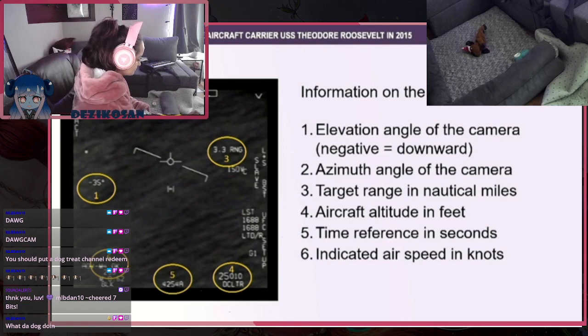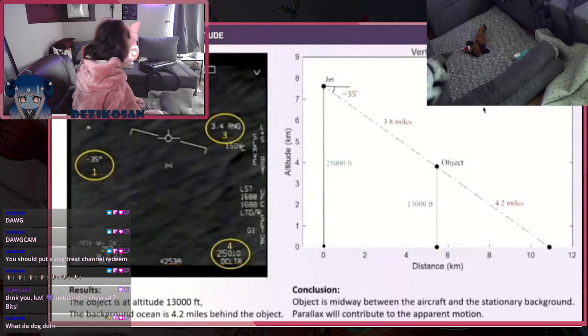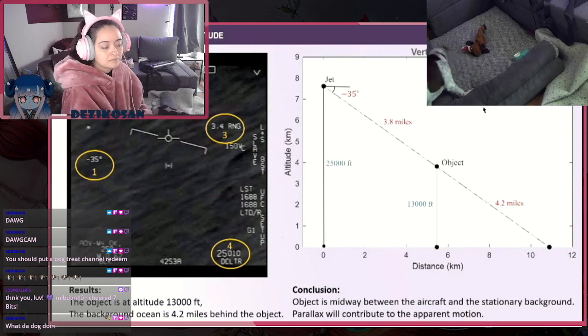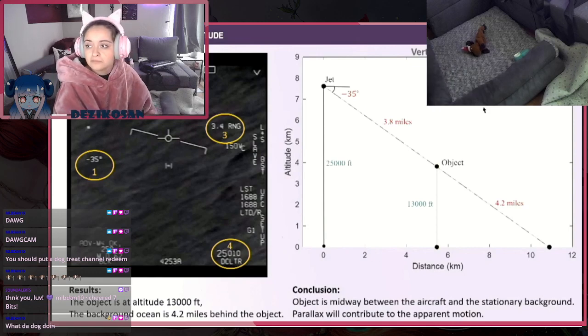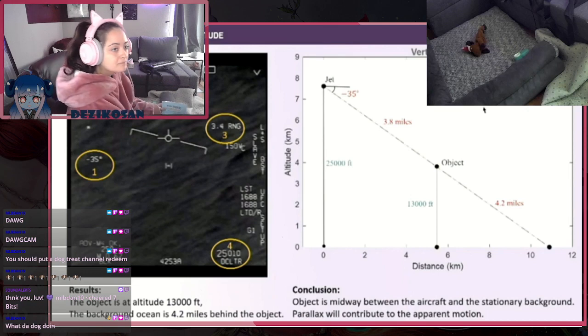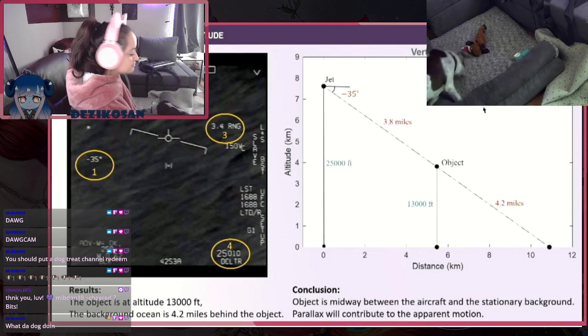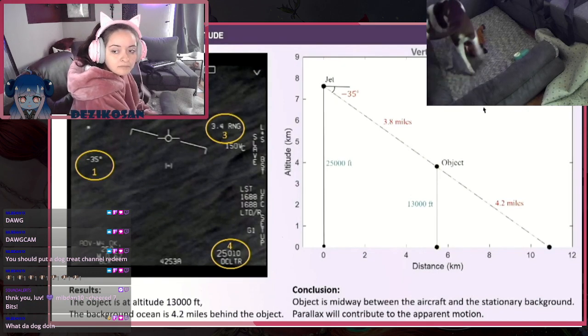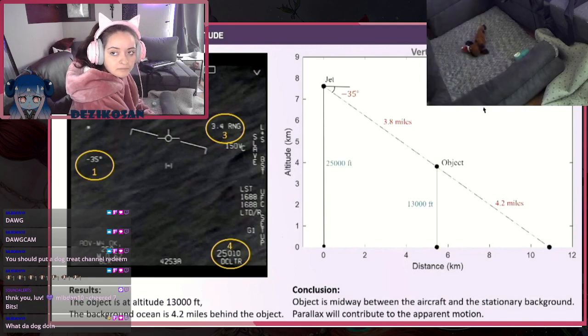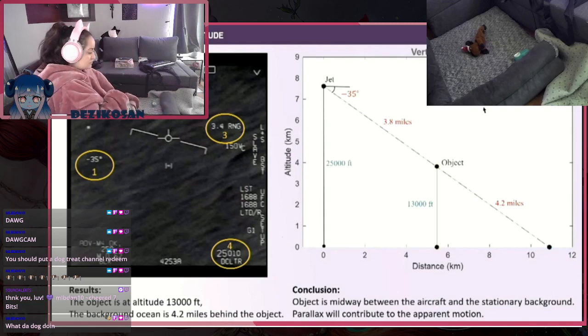So let's begin with the object altitude. Knowing the jet's altitude and the bearing to the target, we can apply basic trigonometry to figure out where that object is in altitude space. And it turns out to be, provided the range information is accurate, which can have some uncertainties associated with it, the object appears to be at about 13,000 feet.